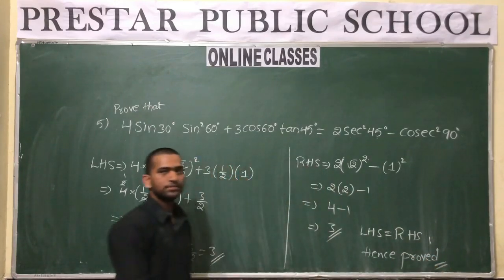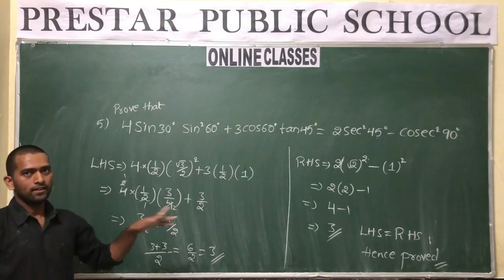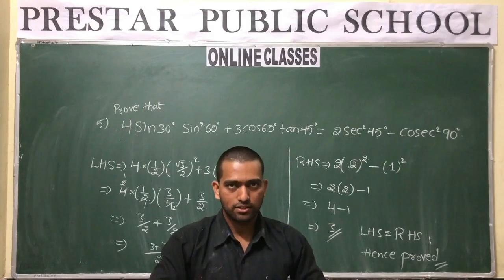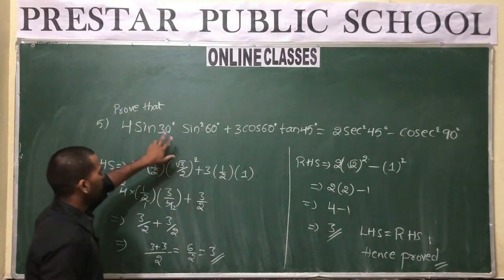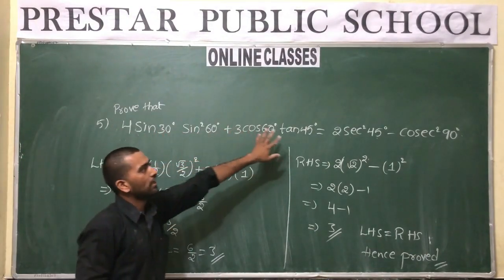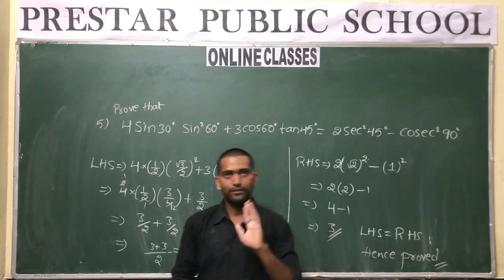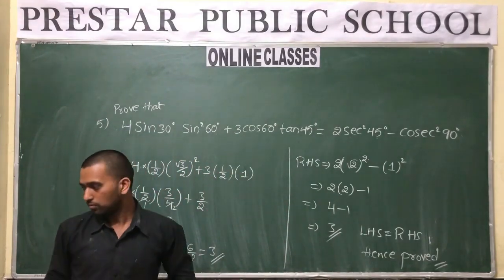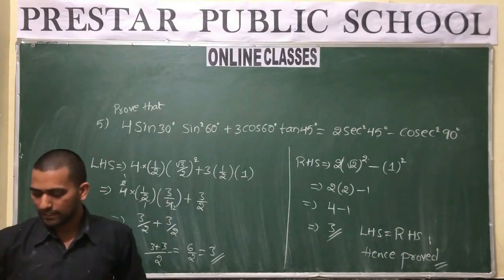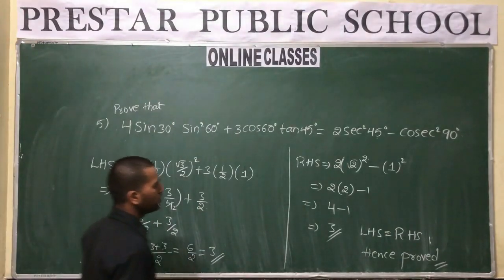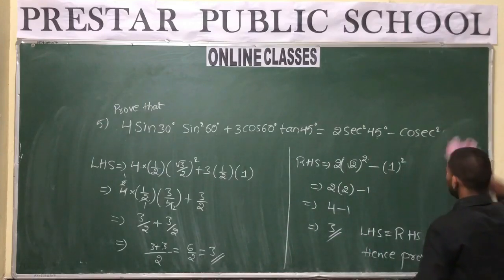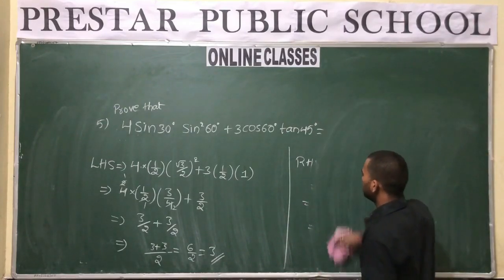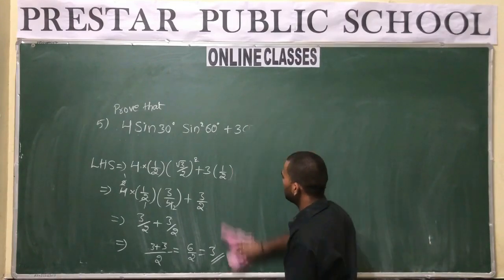It is proved. Okay? Is that clear? So I think you have understood the importance of knowing the values of these trigonometric functions. If you know the values, then only you are able to solve the problem. So values are important. Memorize all the values. Otherwise, if you know just the sine values, then all values can be derived from the sine.